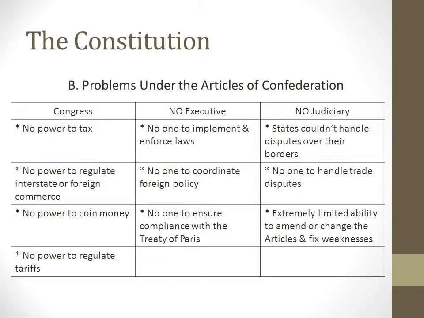Similarly, we didn't have a judicial branch either. So the states had issues deciding borders. If, for example, Maryland and Virginia got into a tiff, which state's court would handle the problem? Well, that is a problem in and of itself. So there's no one to really handle any of the disputes, including the trade disputes.